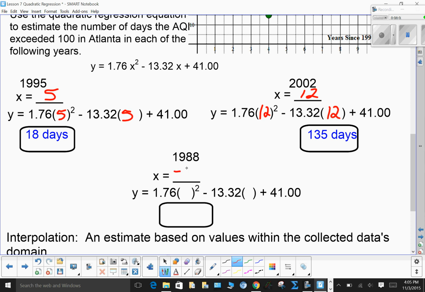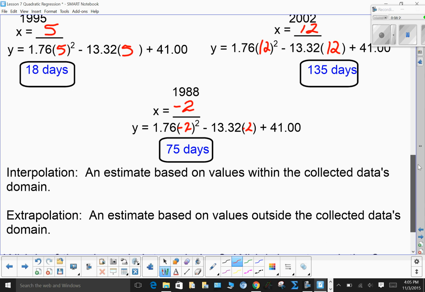1988 just happens to be negative 2 years. It's 2 years before the data that I used to come up with my curve. If I plug in a negative 2, I get 75 days. Now realize that an estimate based on values within the collected data's domain is called interpolation. Interpolation: inside, within. Extrapolation, think of that as extra, or outside the collected data's domain.